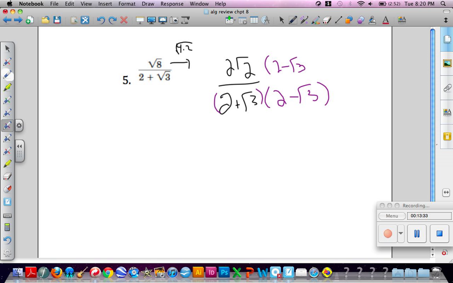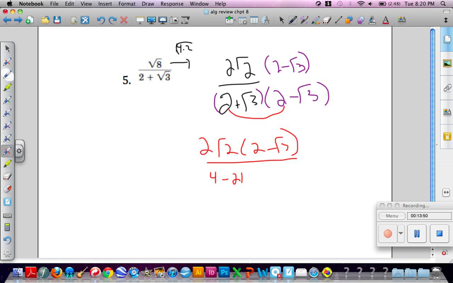Now go ahead and use your FOIL. I have 2 root 2 times 2 minus root 3. I'm doing FOIL on the bottom. First is 2 times 2, which is 4. Outer is 2 root 3. Inner, that's positive 2 root 3. Last is a minus root 9. Now some of you guys are writing down 3, and I agree 100% with you on that.